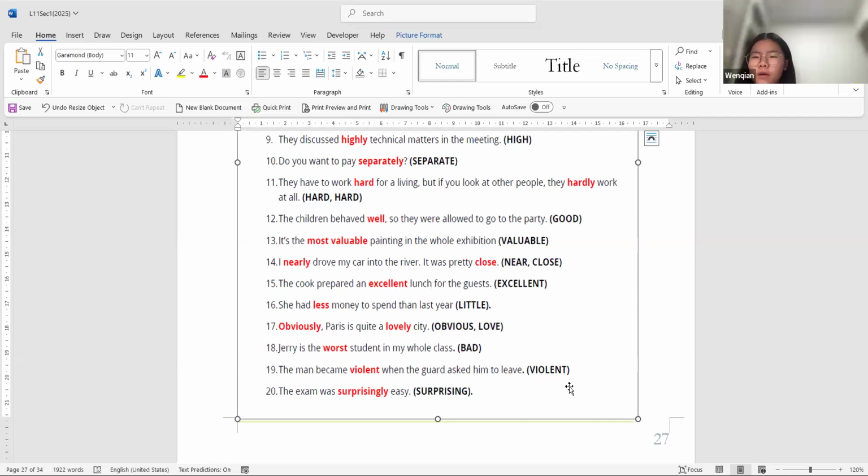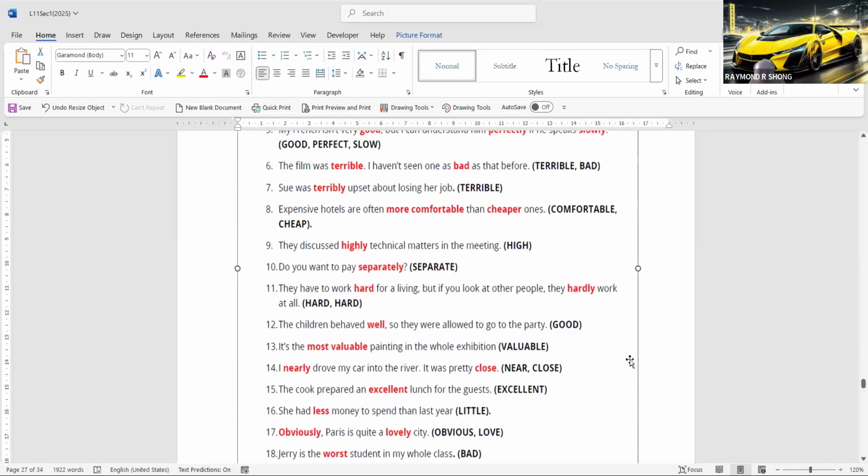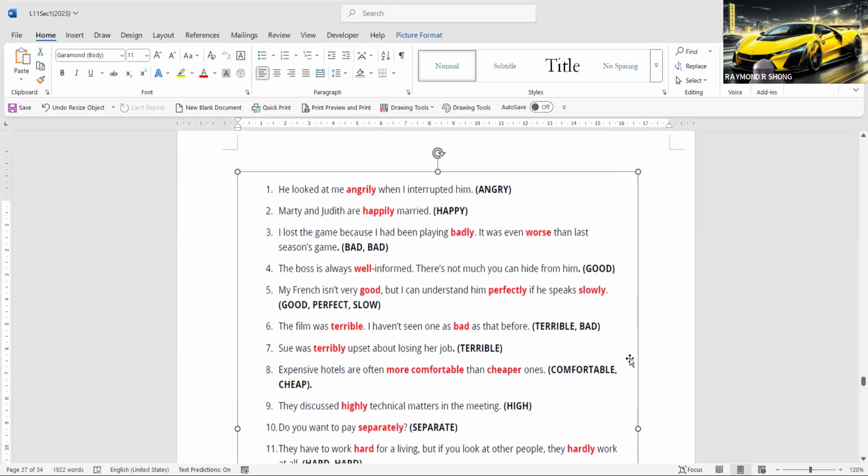Jerry is the worst student in my whole class. The man became violent. Jerry was the worst student because he never studied. He was so lazy and never hand in his homework. The man became violent when the guard asked him to leave. Because he wanted to enter the stadium to watch Lady Gaga concert. The exam was surprisingly easy. Yeah, because he studied for it. You study for it, that's why you feel it easy.